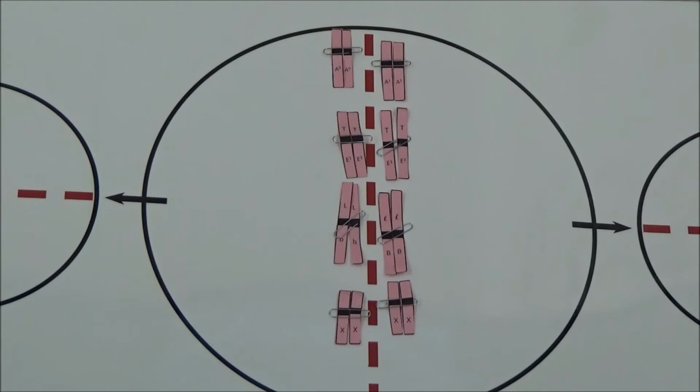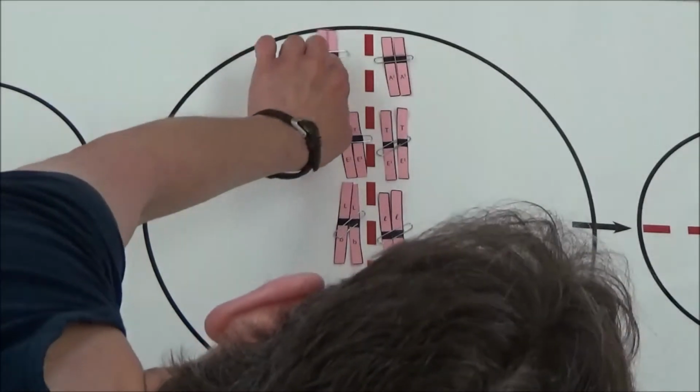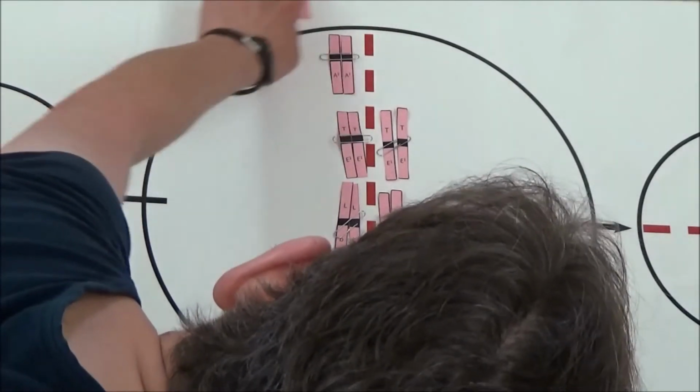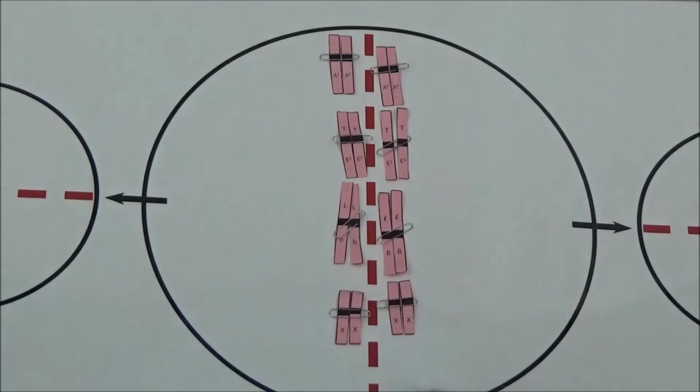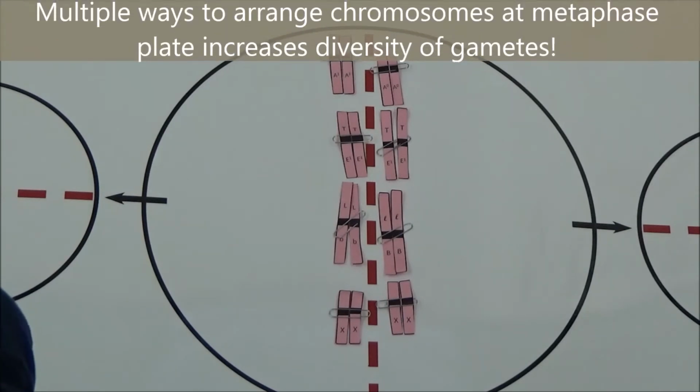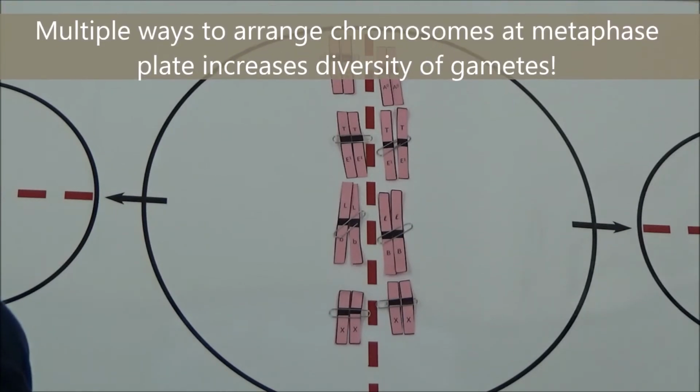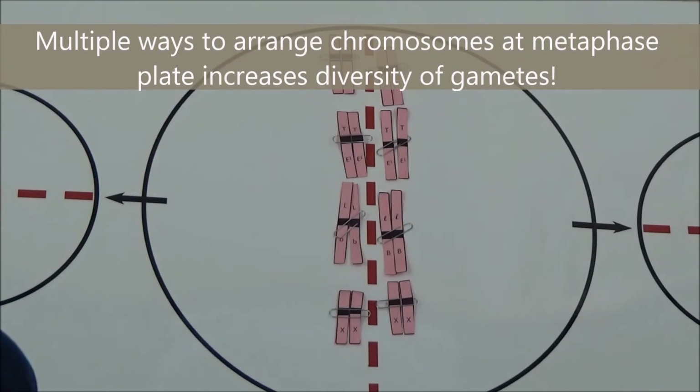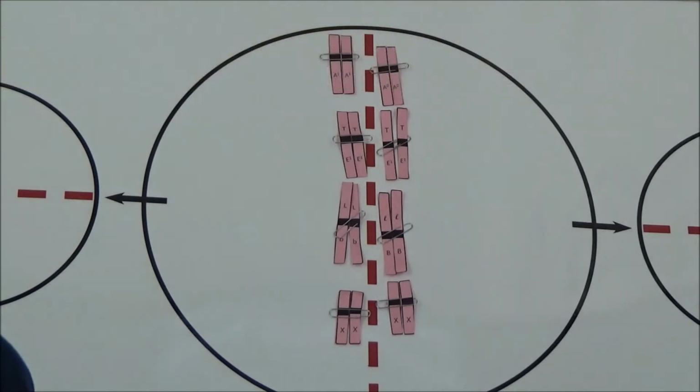Now, it doesn't matter what order we put these chromosomes in as long as we pair up the homologous pairs. If you reverse these 2 chromosomes, that would be fine as well. Notice that there are several different ways we could arrange these chromosomes, and that possibility increases genetic diversity in the offspring. In other words, that means that every gamete this mother produces will not be genetically the same.